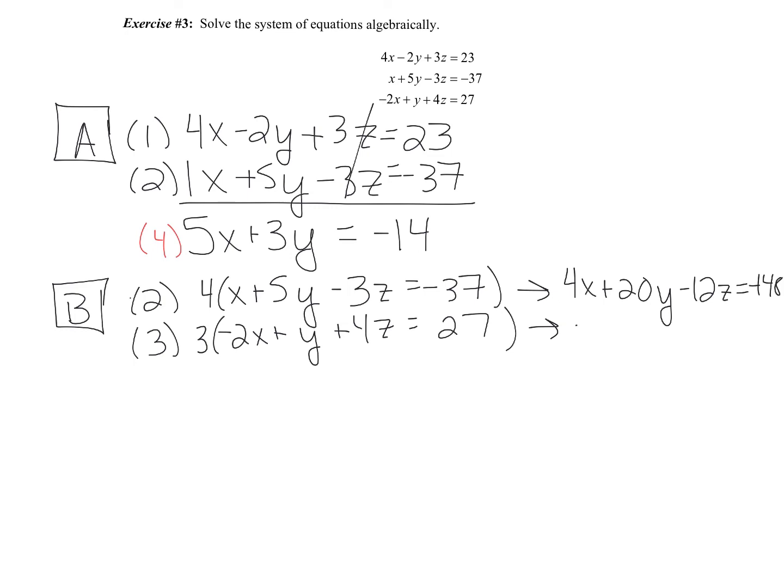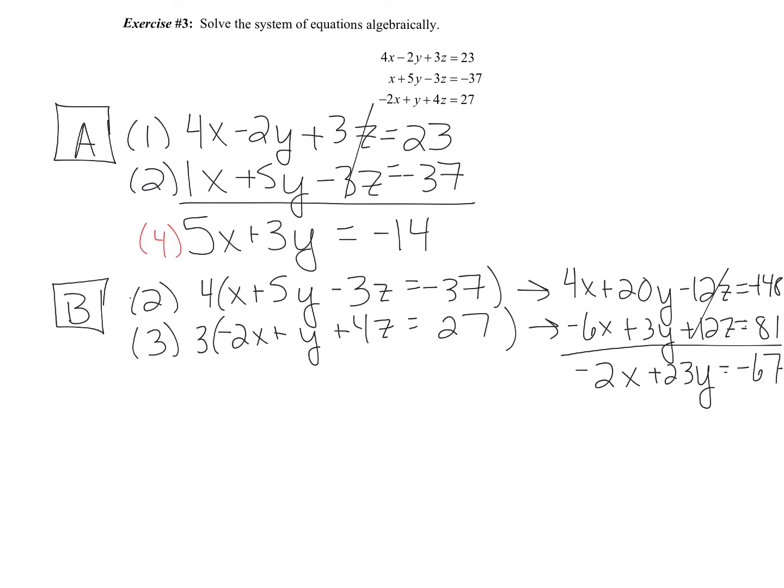And this one I have negative 6x plus 3y plus 12z equals 3 times 27 is 81. Adding these two together, these cancel. I have negative 2x plus 23y equals negative 67. So that's my equation 5.